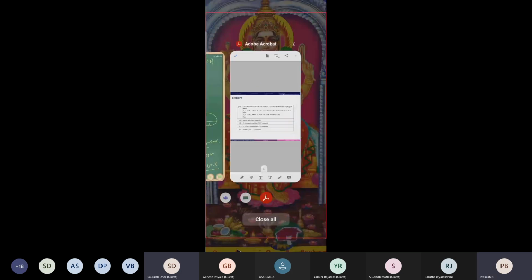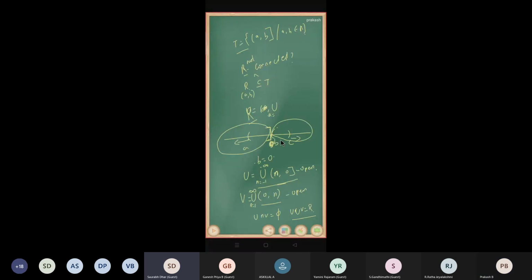We can take V to be closed for n, right? Also here we can take closed n. That will belong to the basis set. That means there is no need to take the usual topology; we are taking only the basis elements, right? Okay.